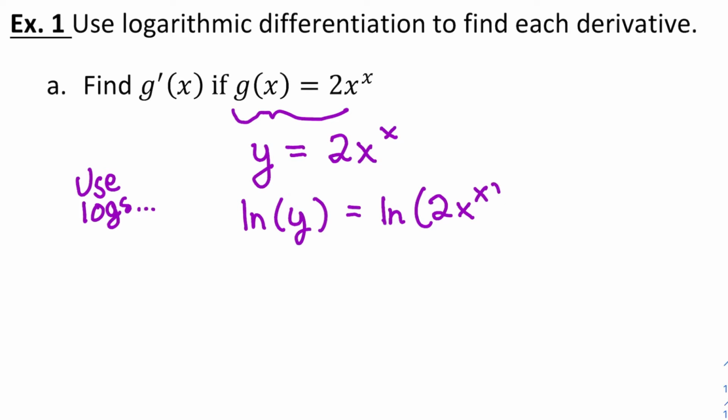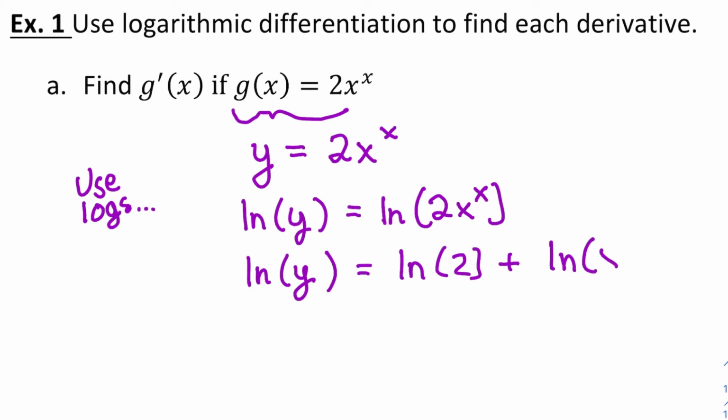So taking natural log of both sides, and then on the right hand side I can use properties of logarithms to expand that, because I have things being multiplied together inside my log. So let's expand it out into the two logarithms being added. And then I can go ahead and rewrite that second part as x times natural log of x. Now I haven't taken any derivatives yet. I've just rewritten it. So now it's time to take the derivative.